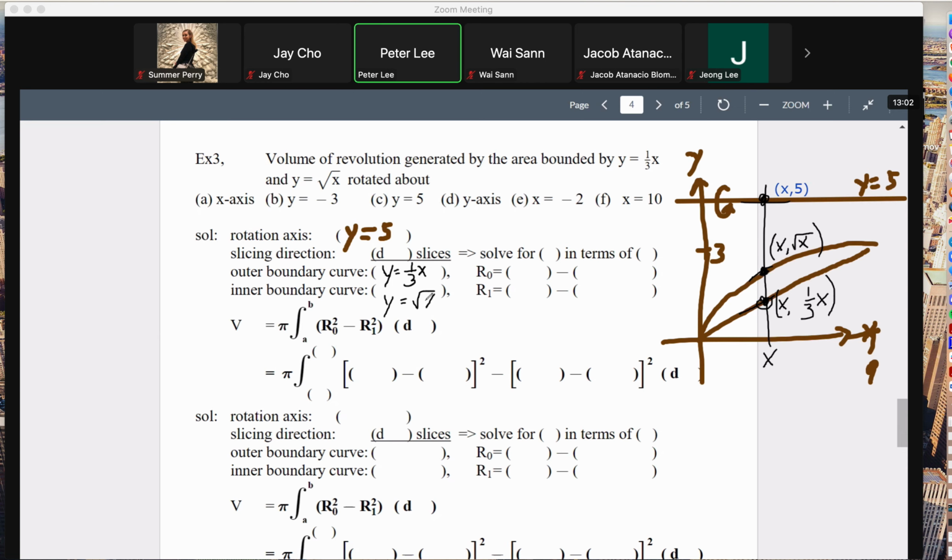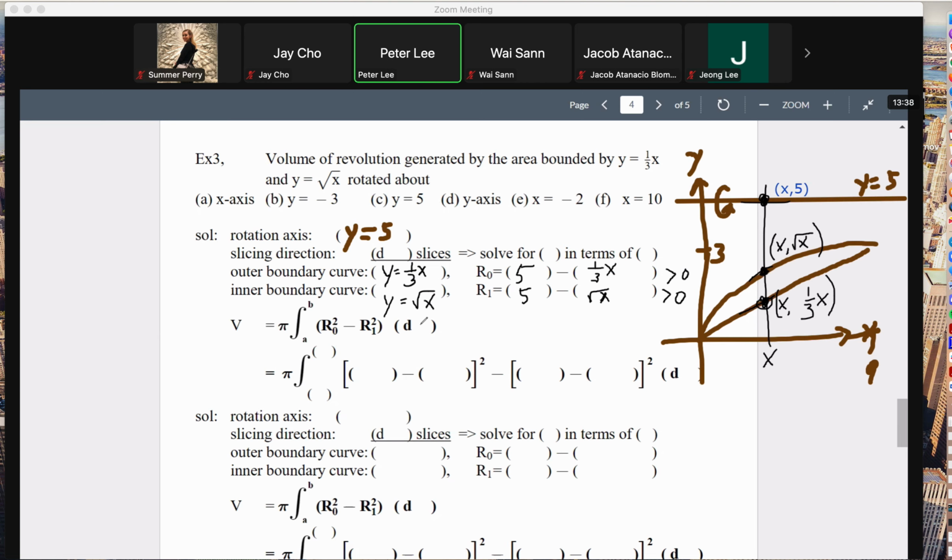So what is the outer radius? The outer radius is going to be the distance from this point right here to this point right here. And we always go top minus bottom. Therefore, the outer radius is going to be 5 minus 1/3 x. Inner radius is going to be 5 minus square root of x. Both radii should always be bigger than 0. We always want to make sure that they are positive. So top minus bottom, this is what we get.